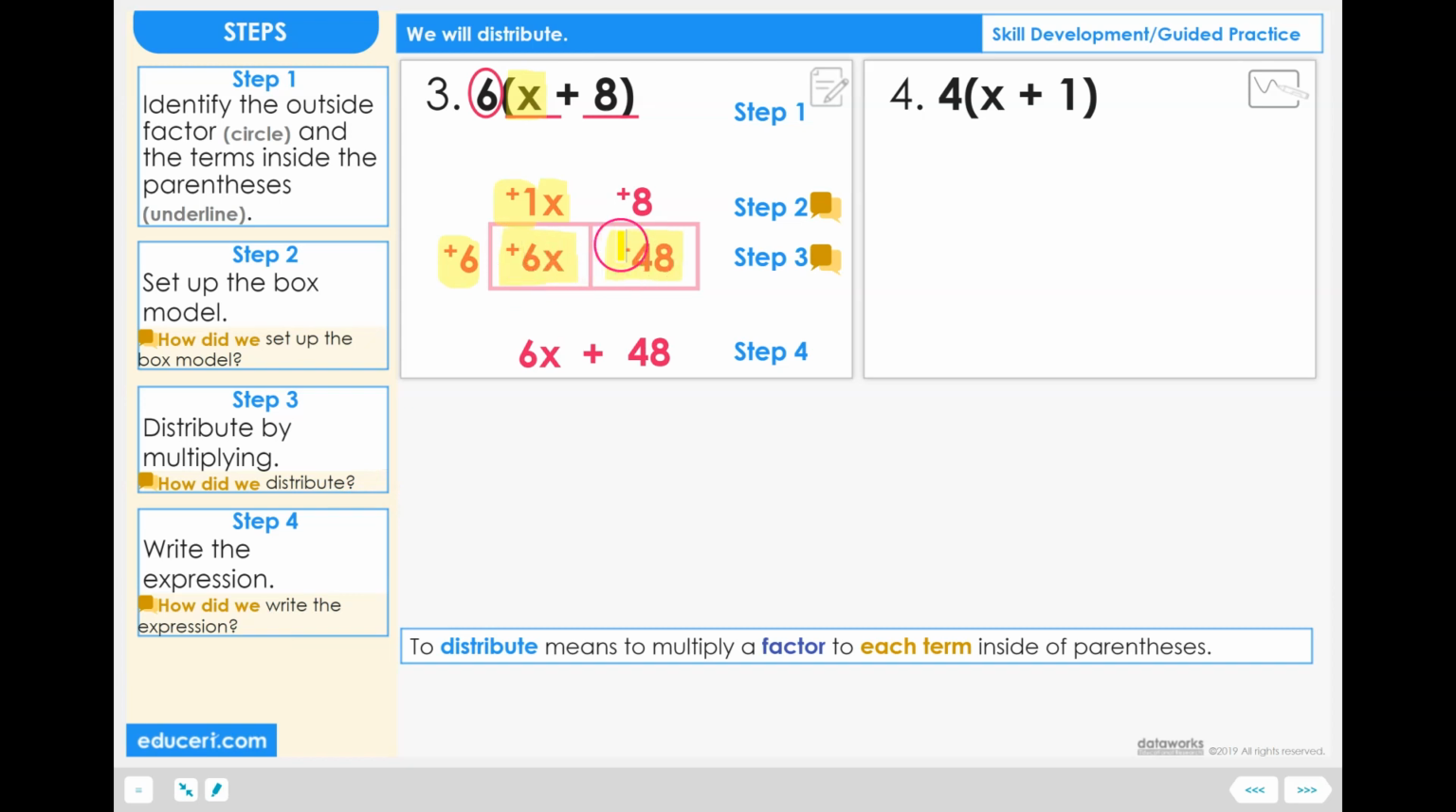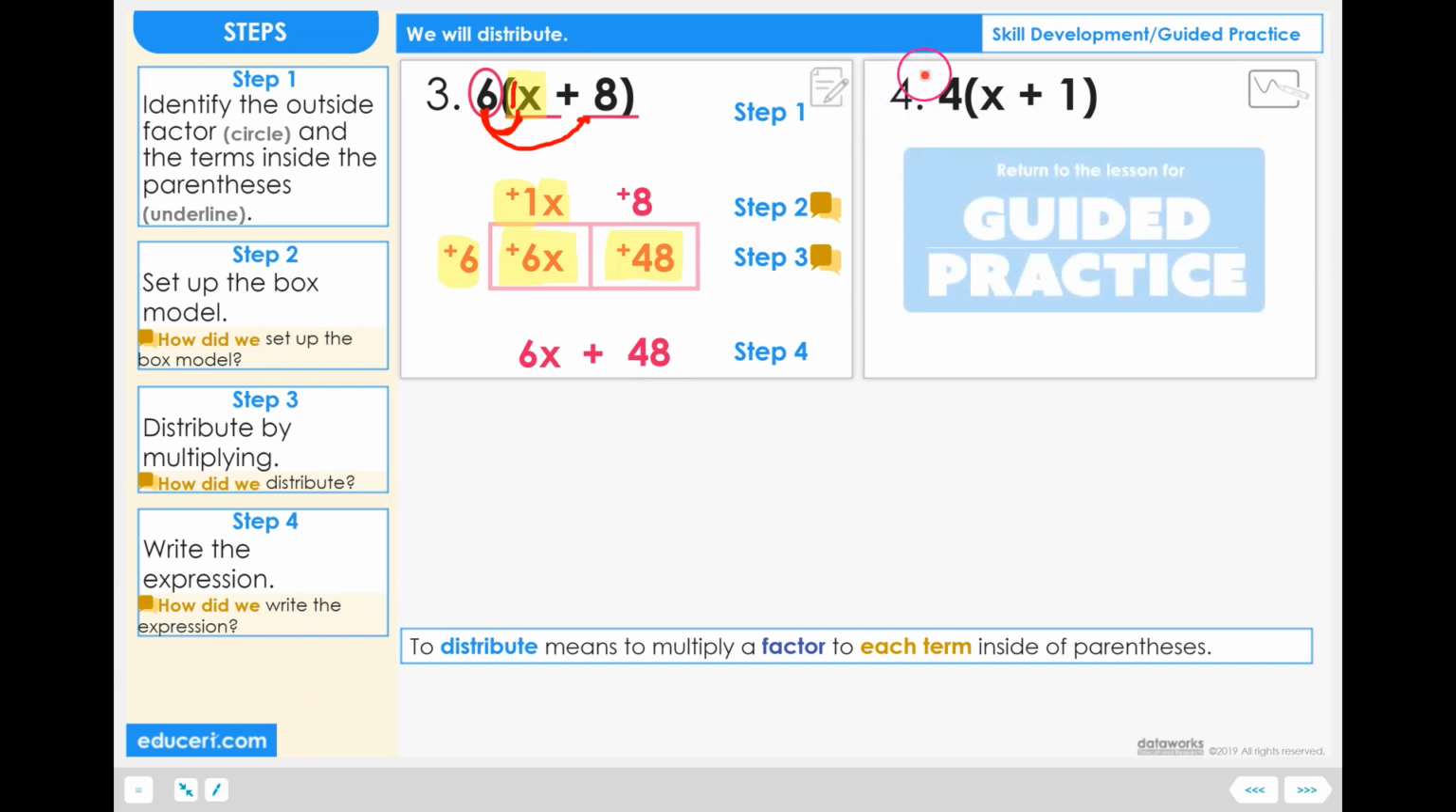From our box model, how did we write the expression? After we completed the box model, we saw the terms inside the box, recognized that they were not like terms, and so when we wrote the expression, we had to write them apart from each other and have two parts or two terms in our answer, 6x plus 48. So 6 times the quantity x plus 8 equals 6x plus 48. You are now ready to distribute for problem number 4.